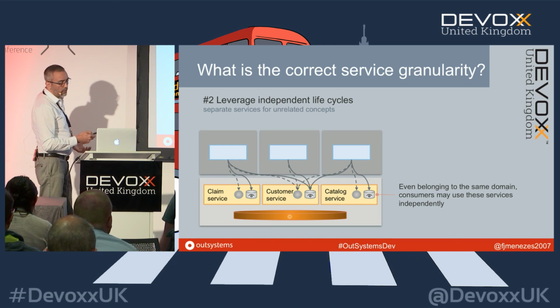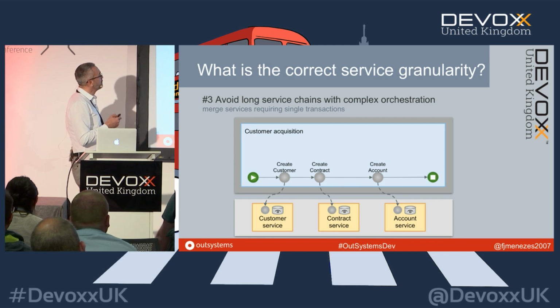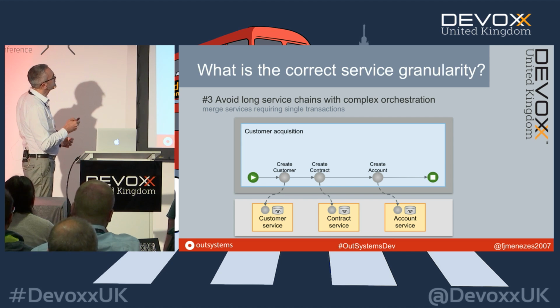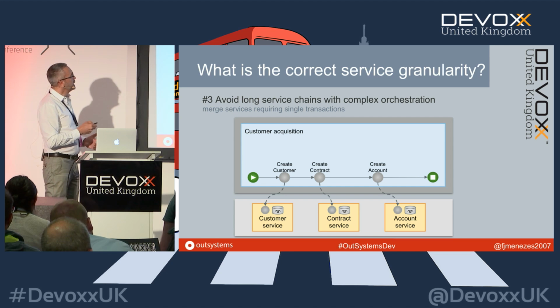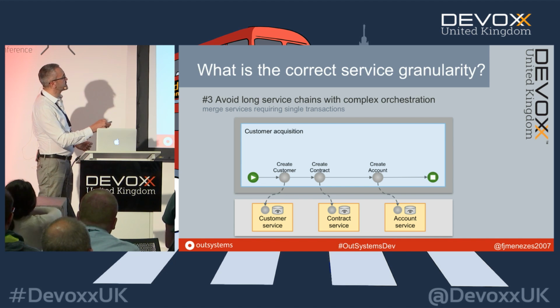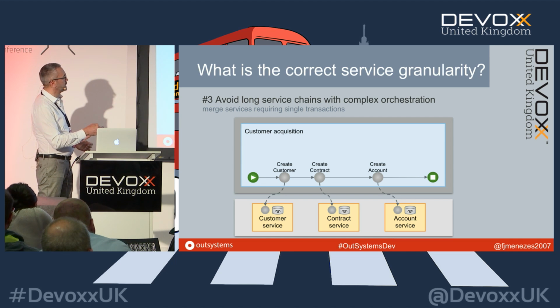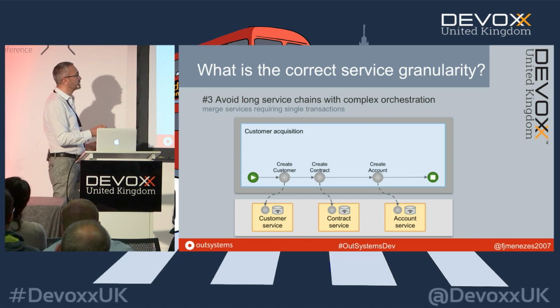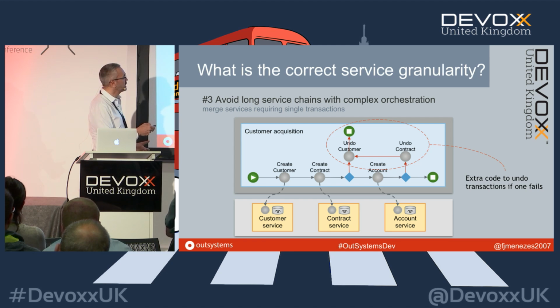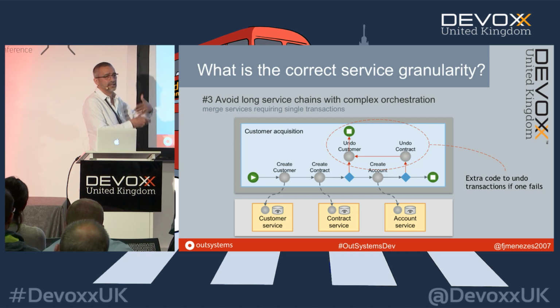Now, the third, for me, one of the most important criteria to correctly separate microservices, is the transaction part. You should merge services requiring a single transaction. So again, you have 3 services on the same domain. And of course, this is a consumer, so it's going to create a customer, and given the customer ID, will create a contract, create an account, but you have to add a lot of extra code if some transaction fails. If the second fails, you need to backtrack the first one. If the third fails, you need to backtrack the other 2. If you have a chain of 6 or 7 or 8 service calls, you see the mess, right?